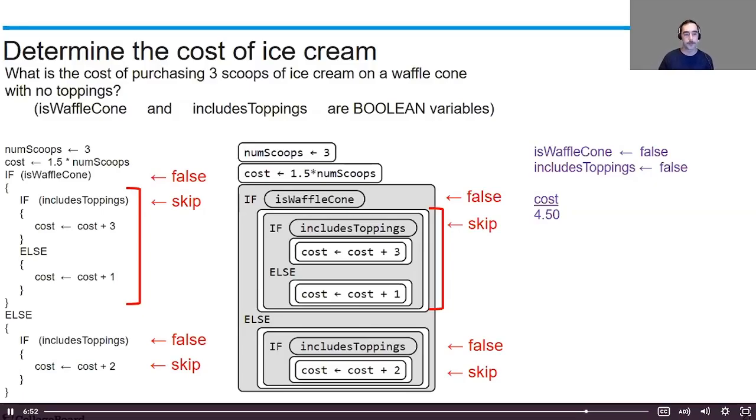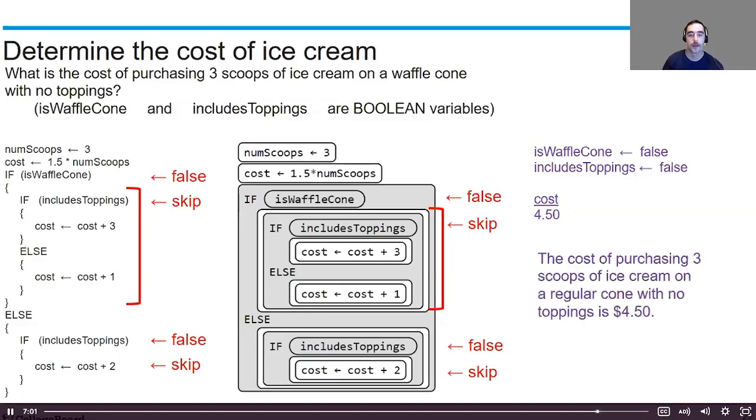So in this particular example, nothing in the conditionals are executed. Therefore, the cost never changes. And so the cost of purchasing 3 scoops of ice cream on a regular cone with no toppings is still $4.50.